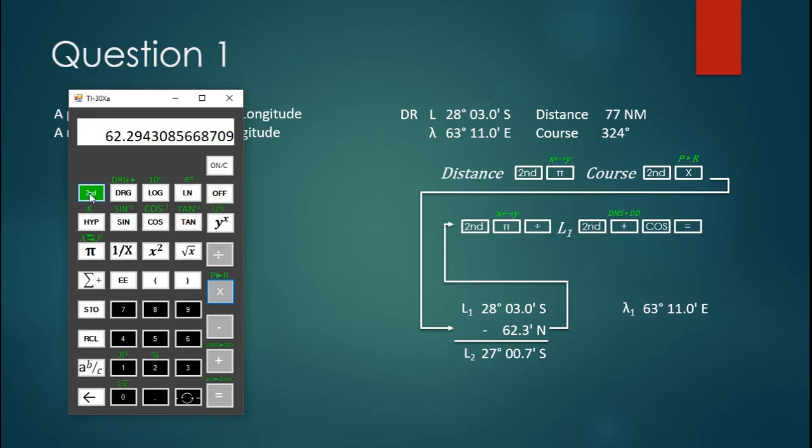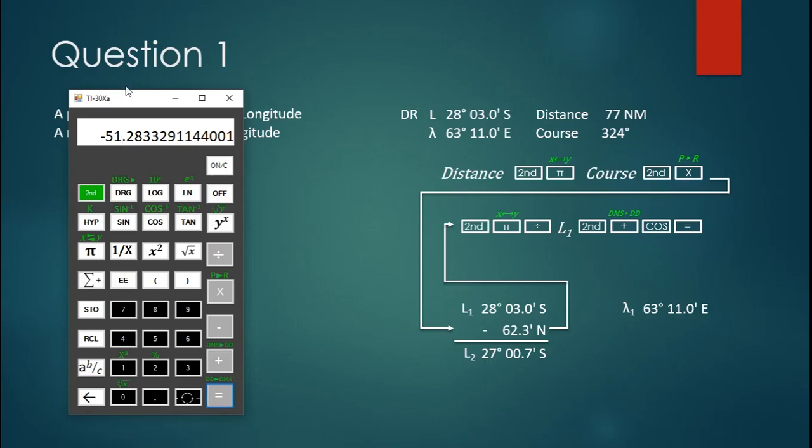Second function, xy, divided by, we're going to key in the latitude, this L1 here, in the same way we've been doing it, 28.030. Second function, degrees to decimals, cosine, equals. And this number right here is going to be your difference in longitude.